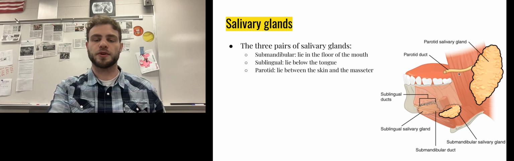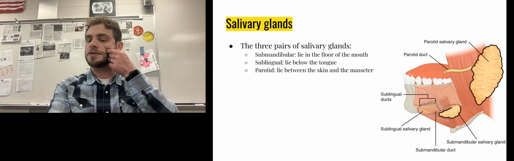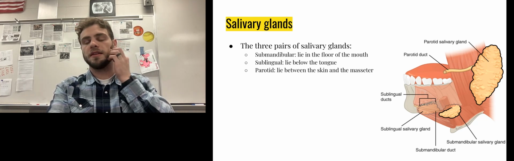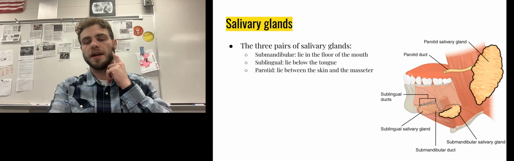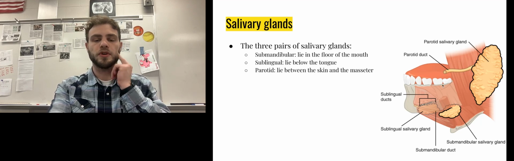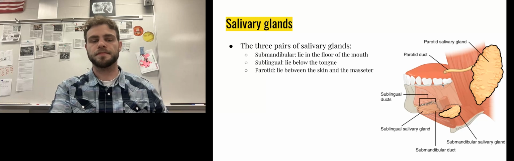And then you also have the parotid salivary glands, which are going to lie in between the skin and the masseter. So this muscle right here, you have a layer of skin, and then underneath that skin, you have the parotid salivary glands superficial to that masseter.